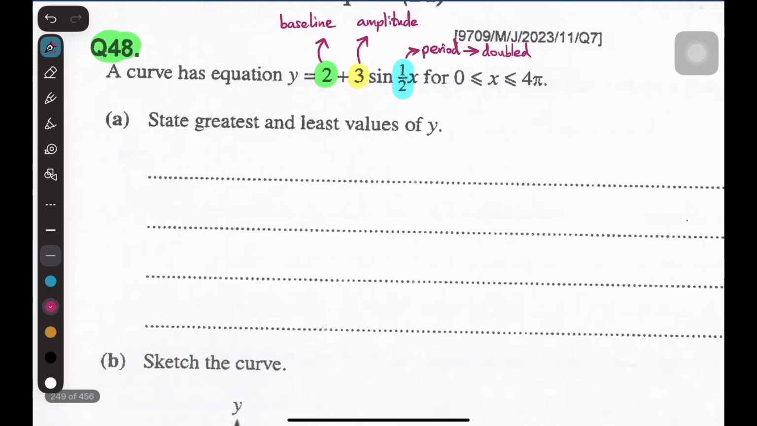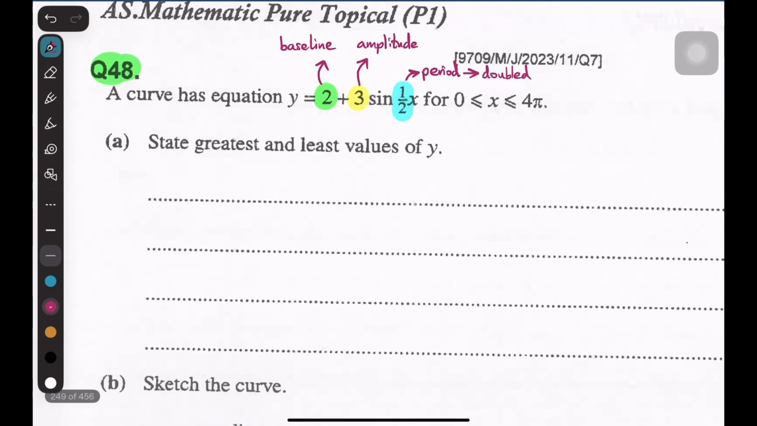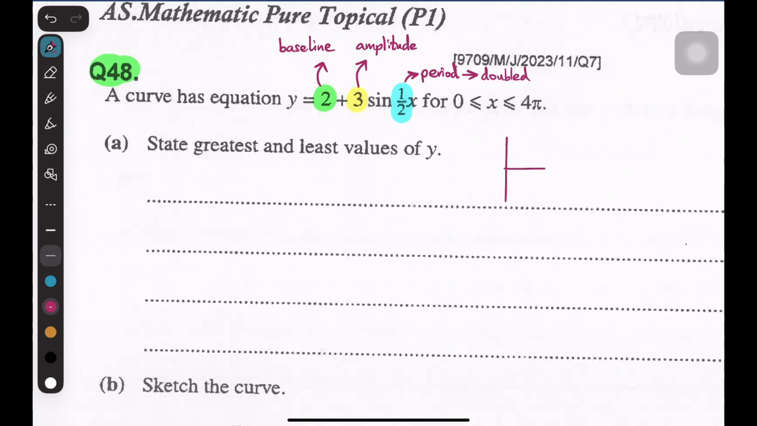So in part A they're saying state the greatest and least values of y. Now if you think about the sine graph, the greatest value is the baseline plus the amplitude. For a basic sine graph, for sin x, the amplitude is 1 and the baseline is 0. So the greatest value is 0, that is the baseline, plus 1, and the least value is the baseline minus 1. So you subtract the amplitude from the baseline.